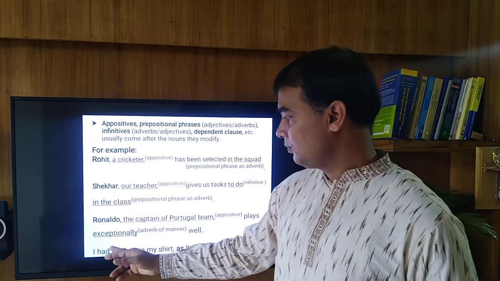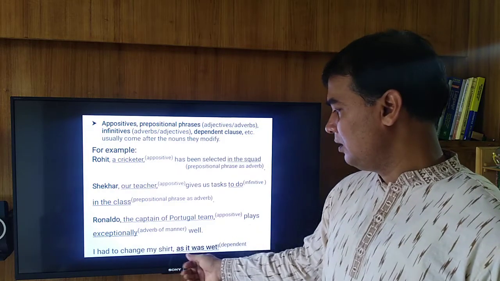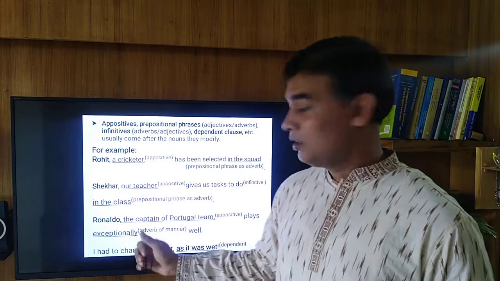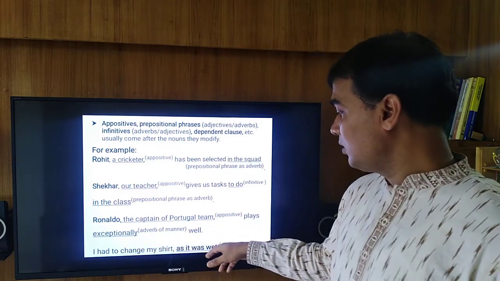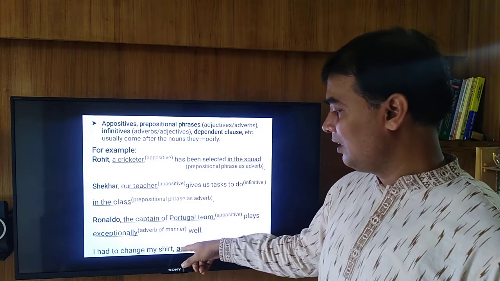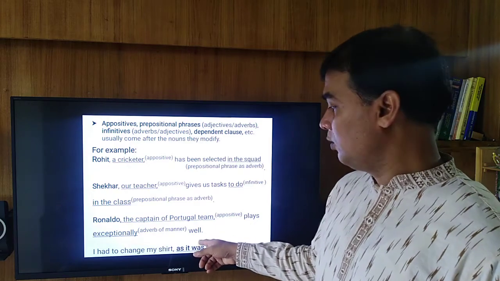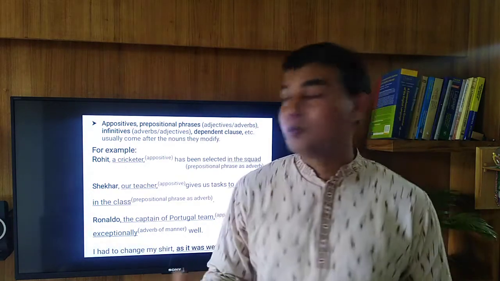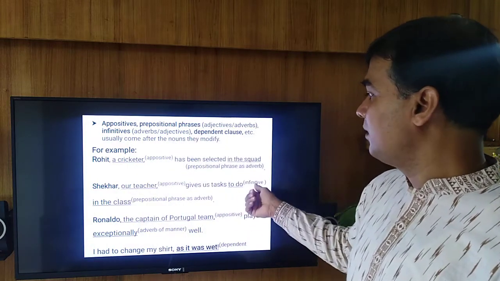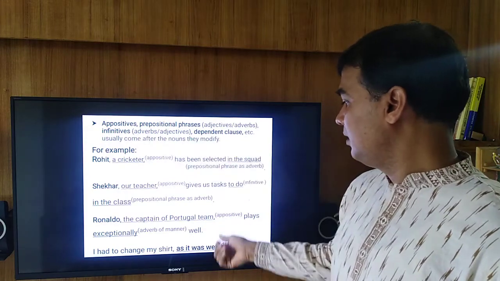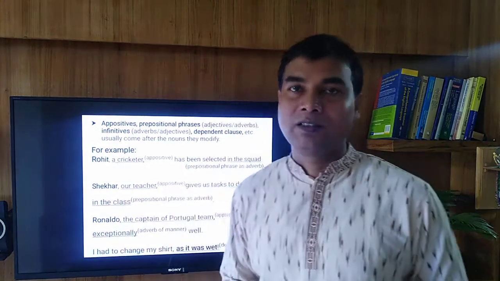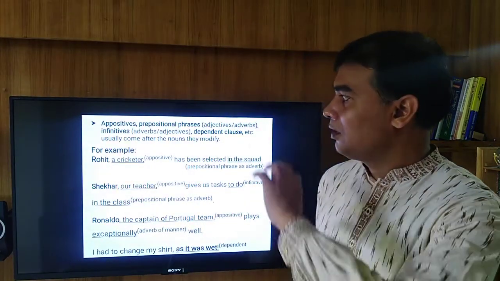And the last one: I had to change my shirt as it was well wet. "As it was well wet" is a dependent clause, and a dependent clause starts with a subordinating conjunction, here "as." So this is a post-modifier. Considering all these examples, you see that appositive, prepositional phrases, infinitive, and dependent clause are all post-modifiers.